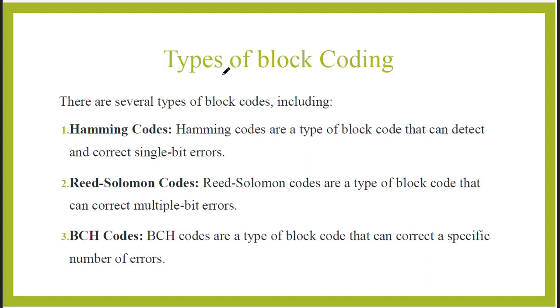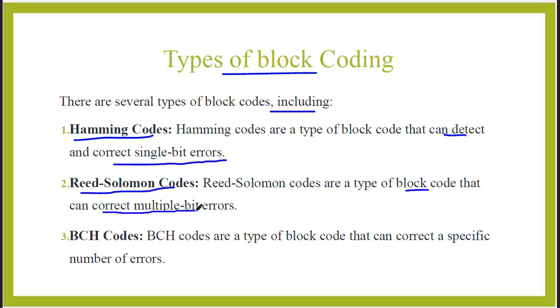Types of block coding. There are several types, some included. Hamming code is a type of block code that can detect single bit errors. Reed-Solomon code is a type of block code that can detect multiple bit errors. And BCH code is also a type of block code. It can correct a specific number of errors.